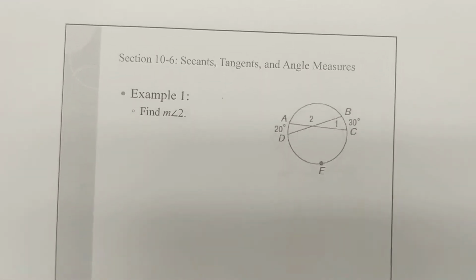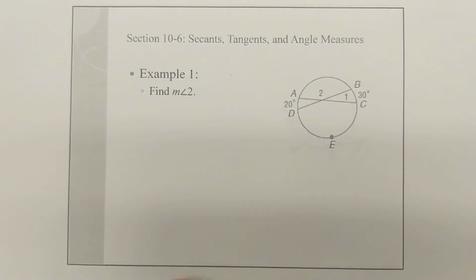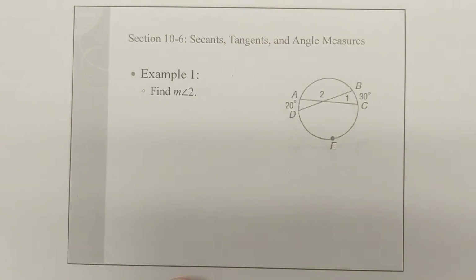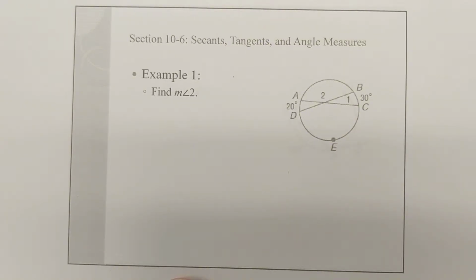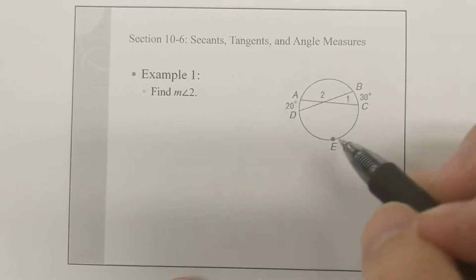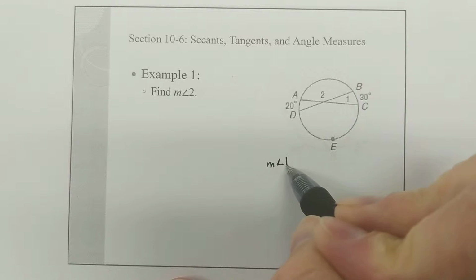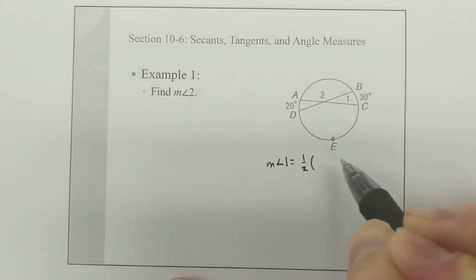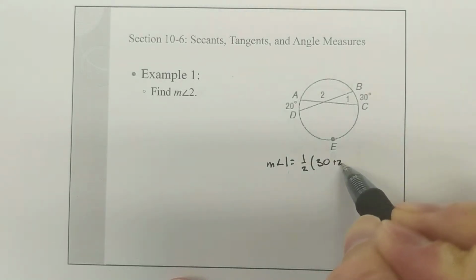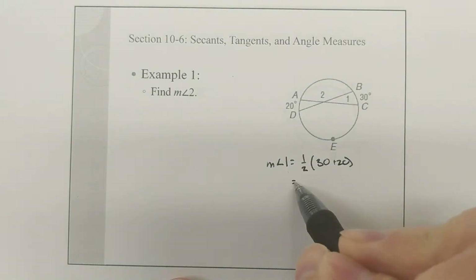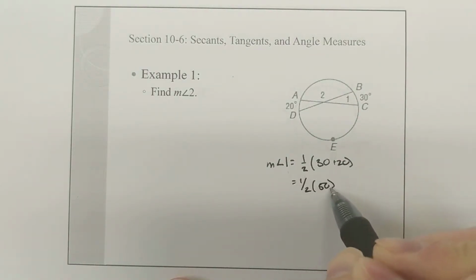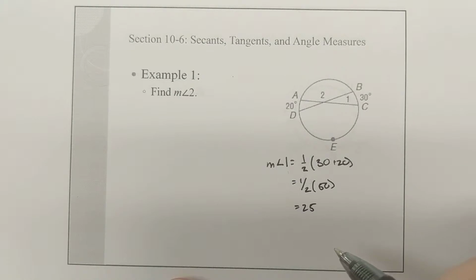So here we go for example 1. Find measure angle 2. As this figure is drawn, we can't get directly to angle 2 because we don't know the arcs around angle 2. We know the arcs for angle 1, so we'll have to find angle 1 first. The measure of angle 1 is equal to 1/2 the 2 arcs that it draws. So angle 1 is equal to 25.